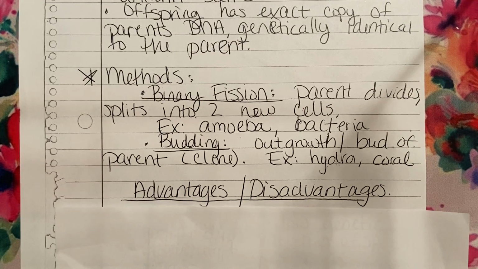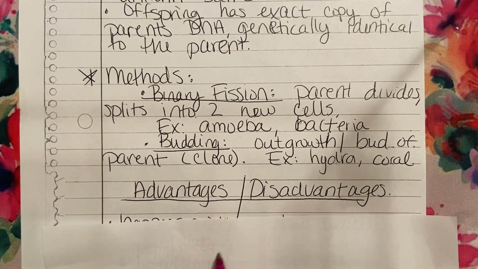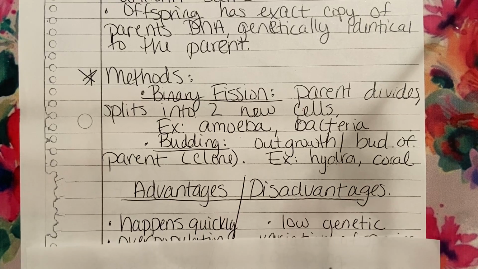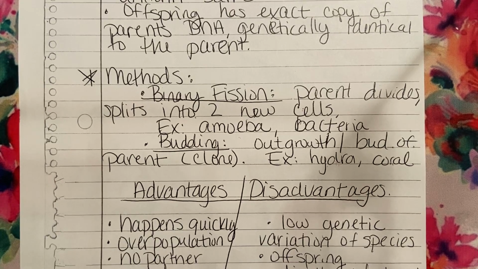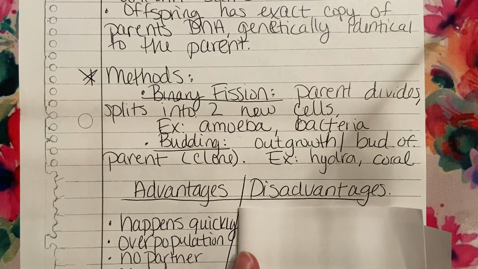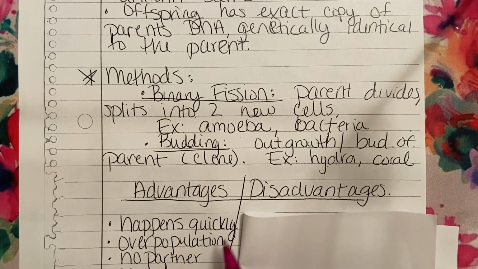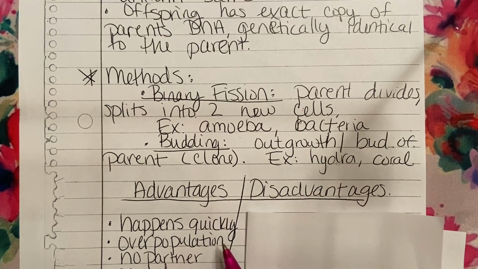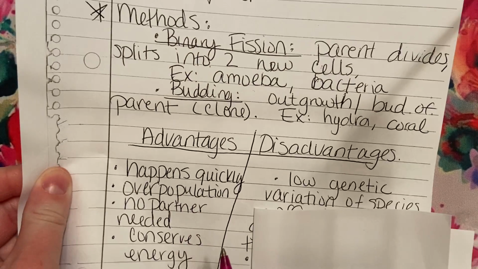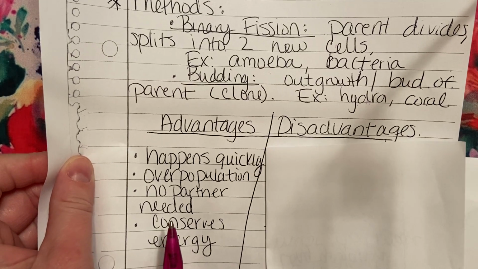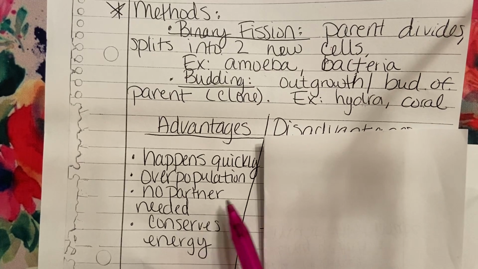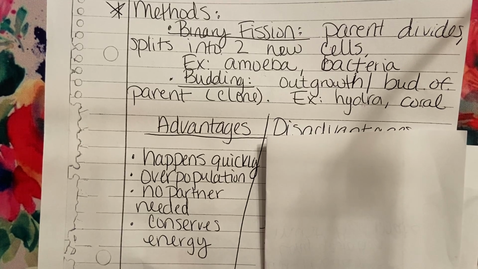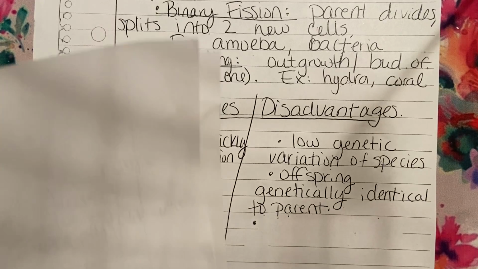So here we go. Here are advantages and disadvantages. You're going to make another T-chart for advantages and disadvantages. Advantages is that it happens quickly. This is why bacteria reproduces so fast. Overpopulation. No partner is needed. It conserves energy since no partner is needed. They don't have to go out and find a partner like organisms have to do with sexual reproduction.